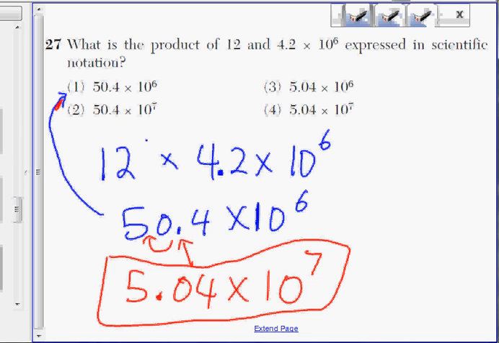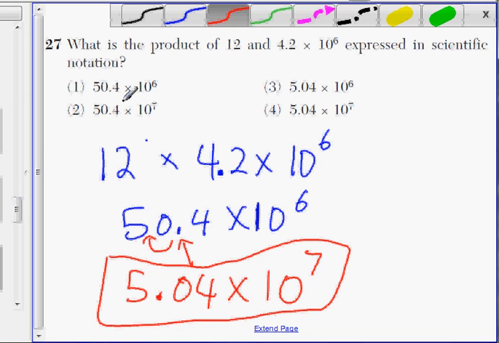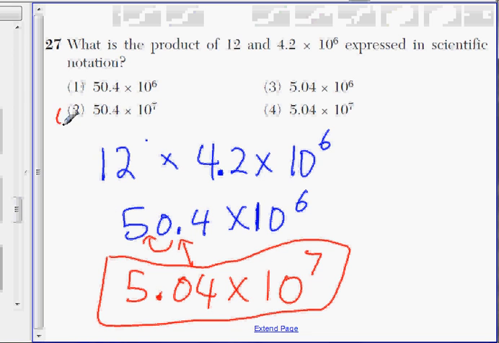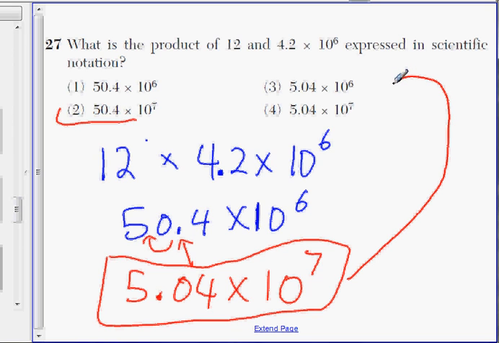It's going to be choice 2. So the correct answer is choice 2. I'm sorry, not choice 2. It's choice 4. Choice 4. There you go.